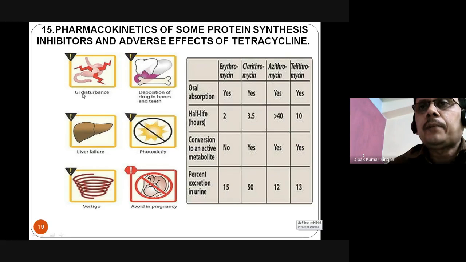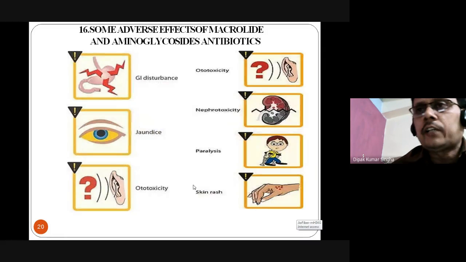And what are the side effects? GI disturbance, deposition of drug in the bone and the teeth, liver failure, phototoxicity, sometimes phototoxic reaction, vertigo, then ringing in the ear, and avoid in pregnancy, because these macrolide group of drugs are introduced into the fetus, and the fetus will be destroyed. So avoid macrolide group of drugs in case of pregnancy.